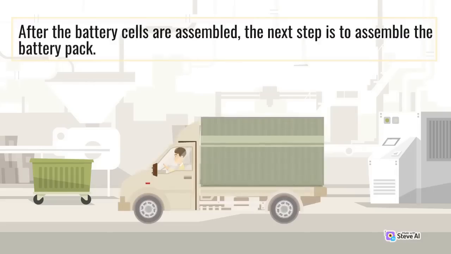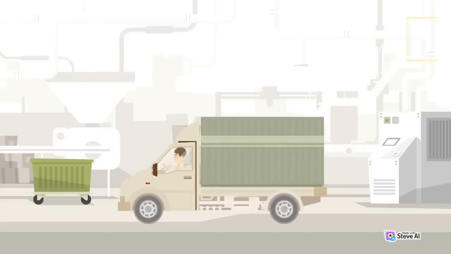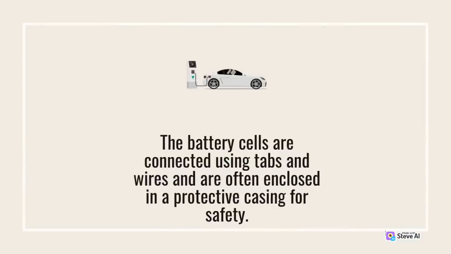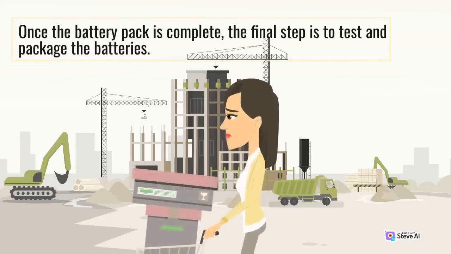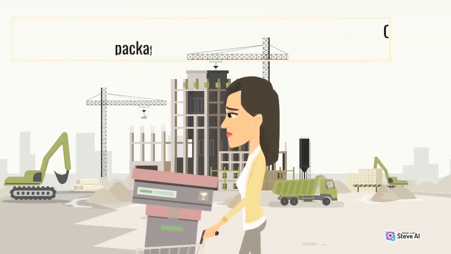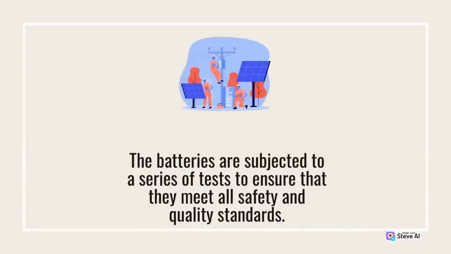After the battery cells are assembled, the next step is to assemble the battery pack. The battery pack is a collection of battery cells that are linked together to provide the required voltage and capacity for the application. The battery cells are connected using tabs and wires and are often enclosed in a protective casing for safety. Once the battery pack is complete, the final step is to test and package the batteries. The batteries are subjected to a series of tests to ensure that they meet all safety and quality standards.